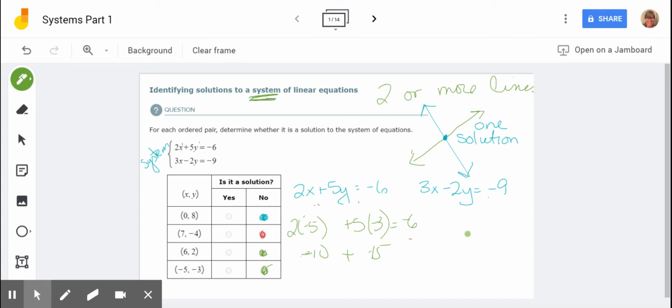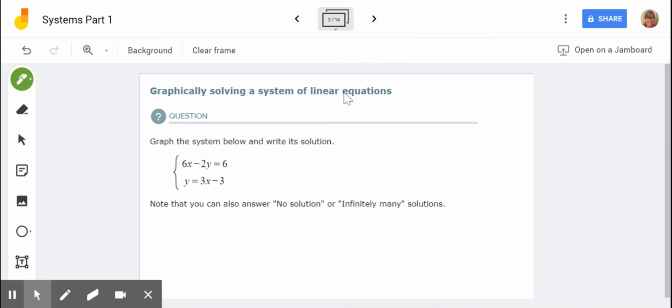What you would end up getting is something like -9 equals -9 and -6 equals -6. And then you would have been like, yeah, that's the solution. But we didn't get one of those. So that way you know what you're looking for. Okay, then the next thing you're going to do is graph.